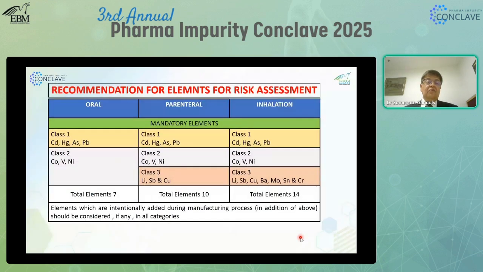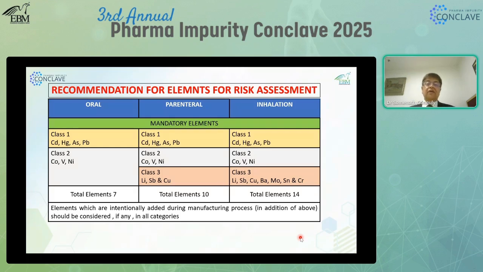Then the recommendation for the elements of the risk assessment, this is very fixed. For oral drug product, there are seven. As I have told, people should know these seven at any point of time. For parenteral, the seven plus additional class 3: lithium, antimony, and copper. Inhalation has a little bit more. So for oral it is 7, parenteral 10, and inhalation 14.